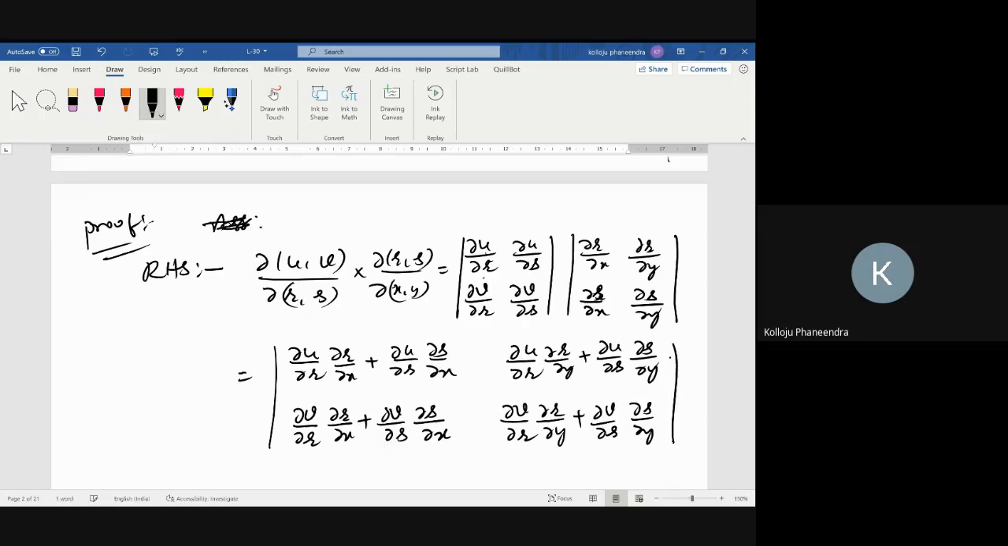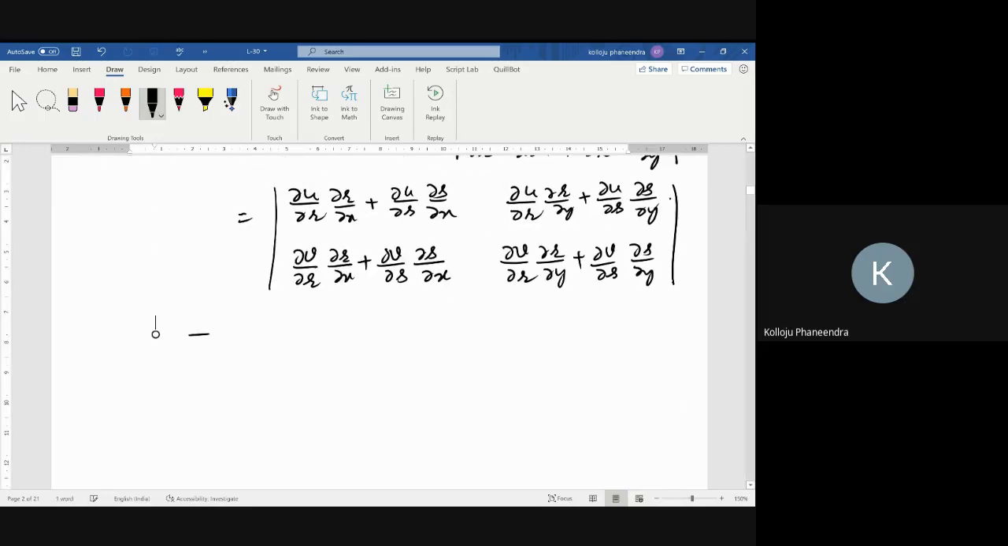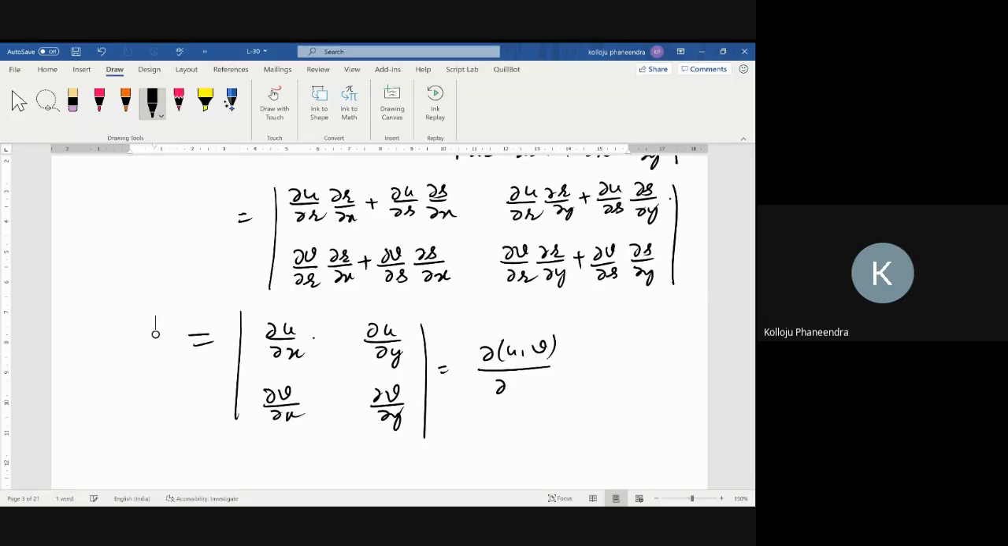Okay, your assignment; I'm giving the proof now. That is equal to, what is the first one using the chain rule? ∂u/∂r · ∂r/∂x + ∂u/∂s · ∂s/∂x means this is completely ∂u/∂x. And this is ∂u/∂y. And this is ∂v/∂x. And this is ∂v/∂y. So this is nothing but what? The Jacobian of (u,v) with respect to (x,y). That's the proof. These are the properties of the Jacobian.